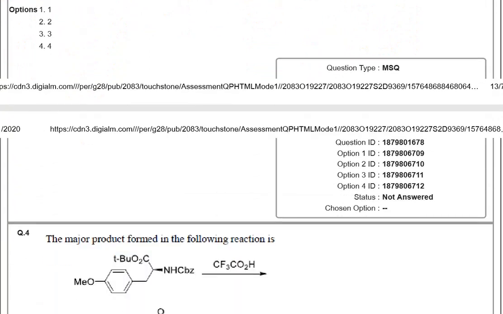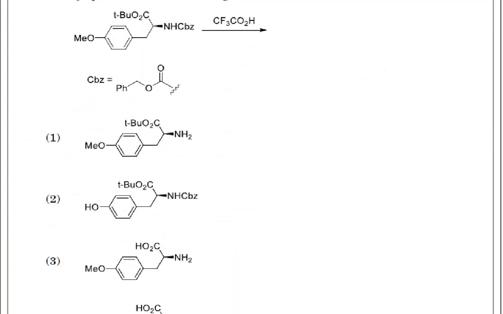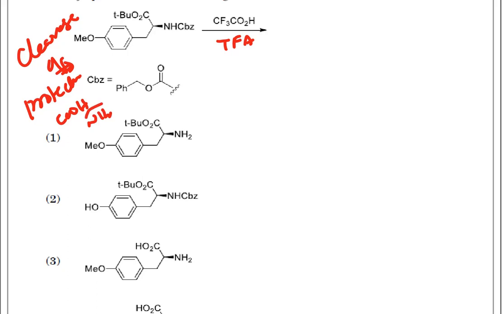Okay, right, now just come to the point of next question. The major product found in the following reaction is, just look at the substrate, and here we have given with TFA, trifluoroacetic acid. Okay, so just look at the substrate, and by just looking at the substrate and TFA, we can say that we are going to do cleavage of protecting groups of functional groups COOH and NH2.